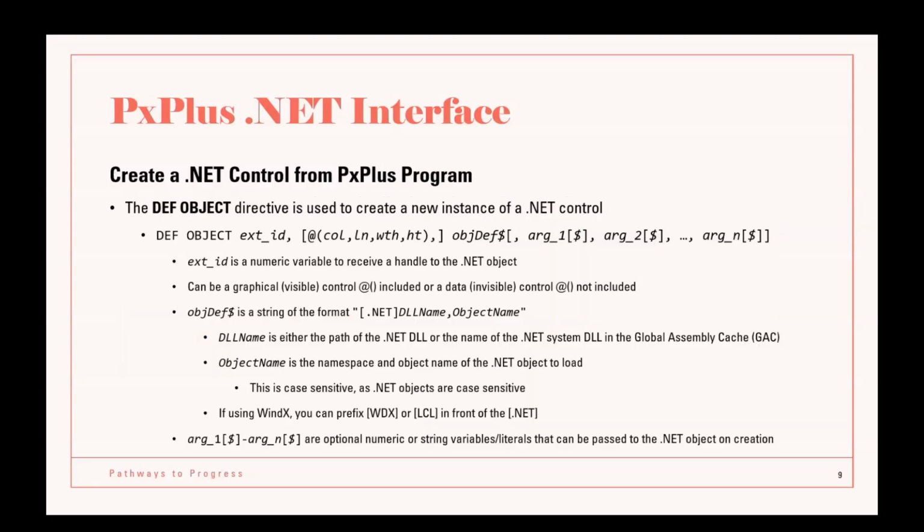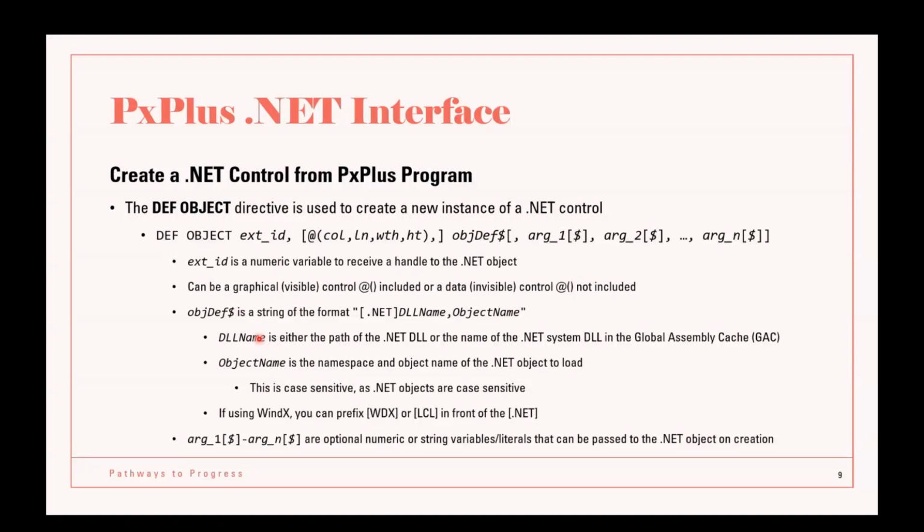But if we want to do the same thing from code, we use the def object directive. This is just like the def object directive if you've ever used COM or instantiate start browser from code. The first bit here, extid, is just going to store your handle to the object. If this is a graphical .NET object, you specify the coordinates and the size you want it to be on the screen. Object def is going to be a string that starts with square bracket .NET close square bracket, and then followed by the DLL name, comma, object name.